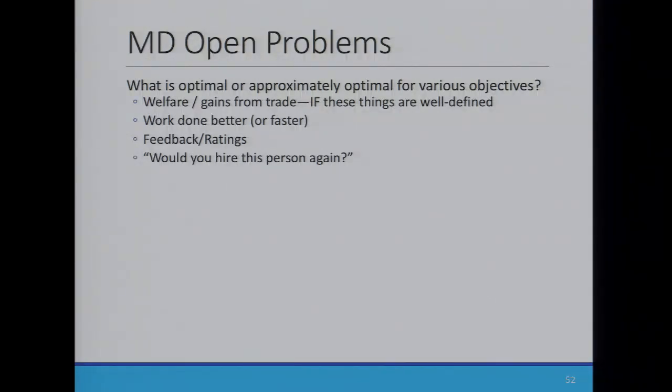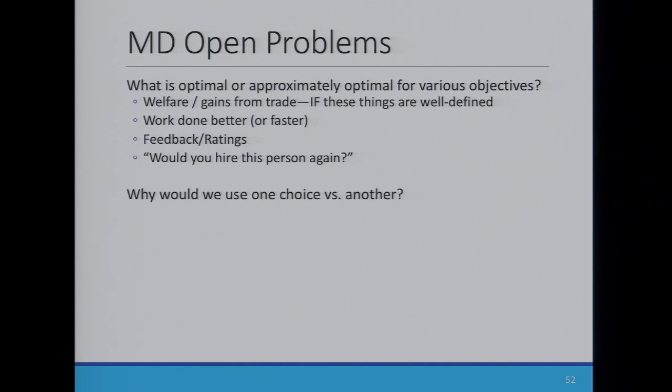So something I heard from a domain expert is that if you want to implement this sort of thing on Upwork or Mechanical Turk, something you have a problem with is that welfare often isn't well defined in this setting. What is someone's value for an employee? They don't know, even if you knew everything about the employee, it's more of an experience good, so it's hard to say what your exact value is. So maybe you should use things that are more objective, like would you hire this person again?